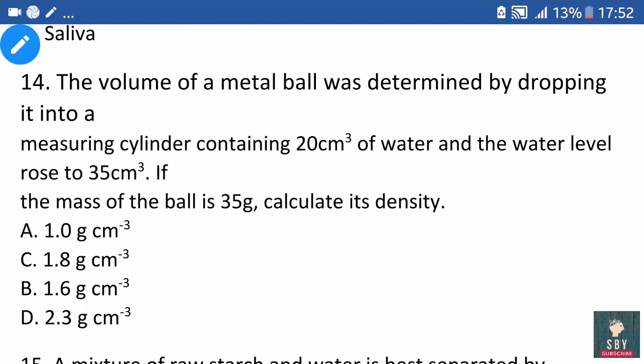And when you are given kilogram, it works with meter cube. You should know the conversion so that when you are given, for example, the mass in kilogram and the volume in cm cube, you know that you are supposed to convert the kilogram to grams.